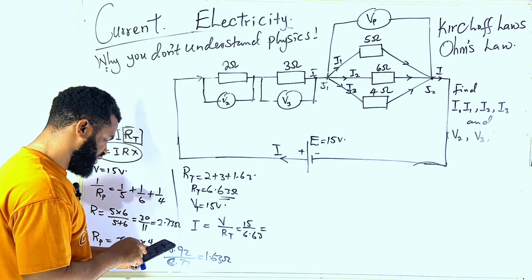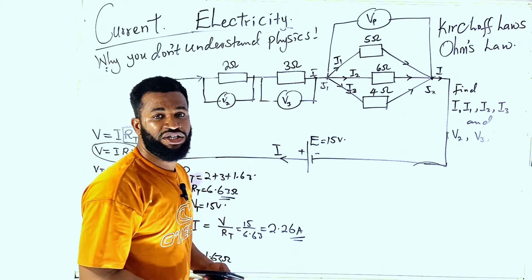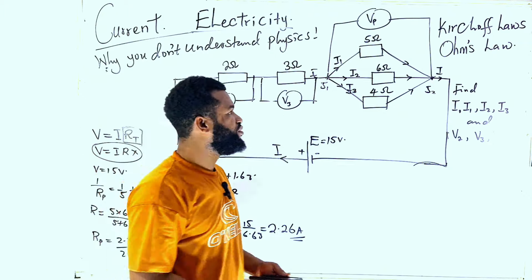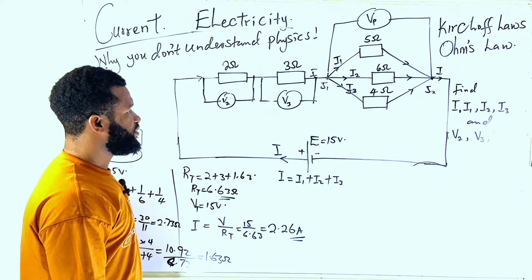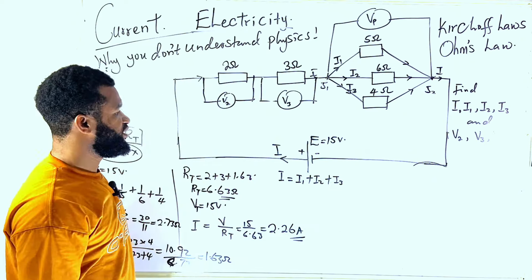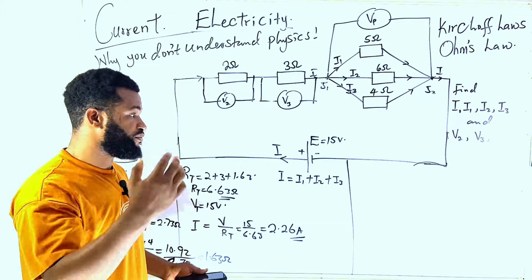But then, how can I find it? Because listen, the current flowing through 2 ohms is still the same thing as 2.26. The current flowing through 3 ohms is going to be 2.26. But the current entering here is different from the current entering here, different from the current entering here. According to Kirchhoff's current law, the total current is equal to I1 plus I2 plus I3. The question is, how do I get the I1? I know only this one, but I don't know I1, I2, I3. So I'm going to keep this pending while I go from the voltage.